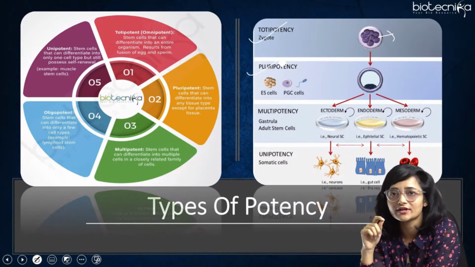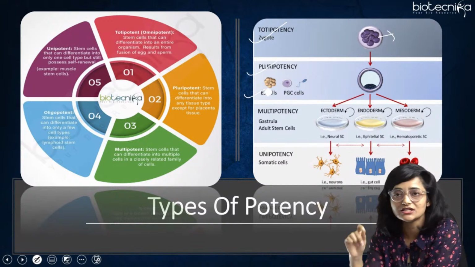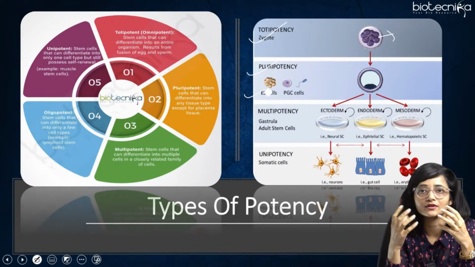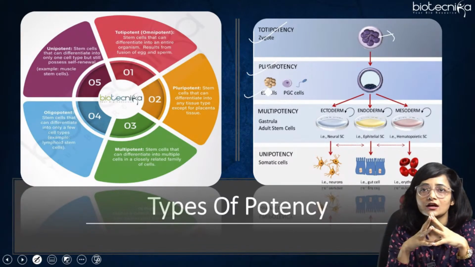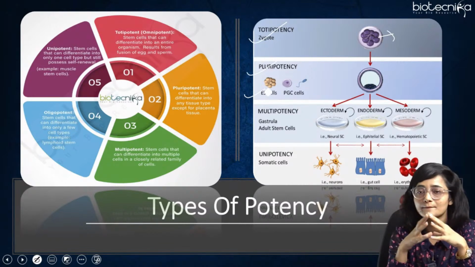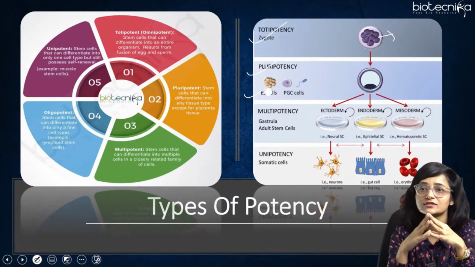Then comes pluripotency, the embryonic stem cells, or the PGC cells. Embryonic stem cells are able to produce any type of cell, but they are not capable of producing the whole organism. There comes a restriction there.